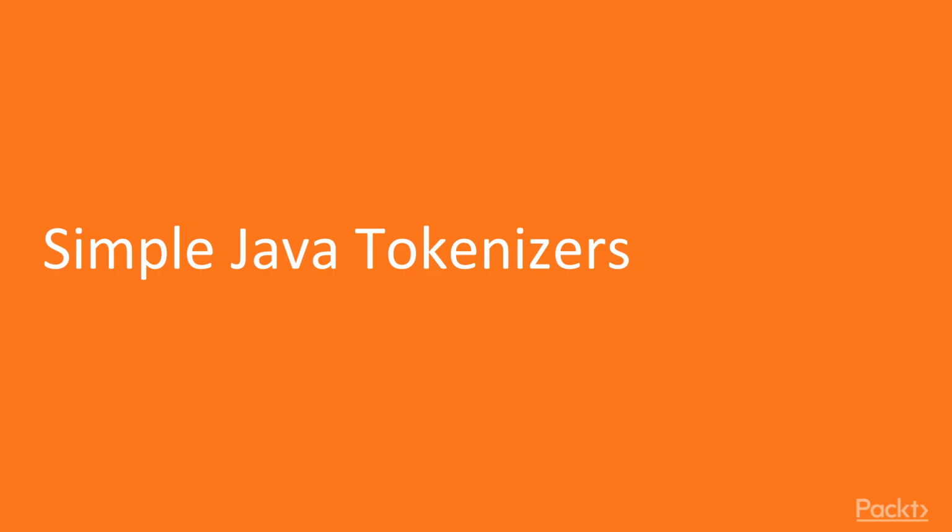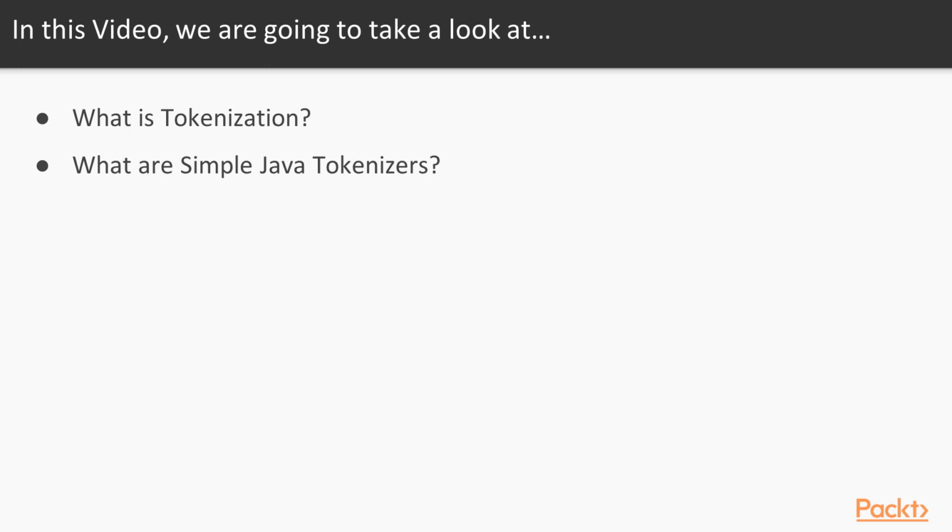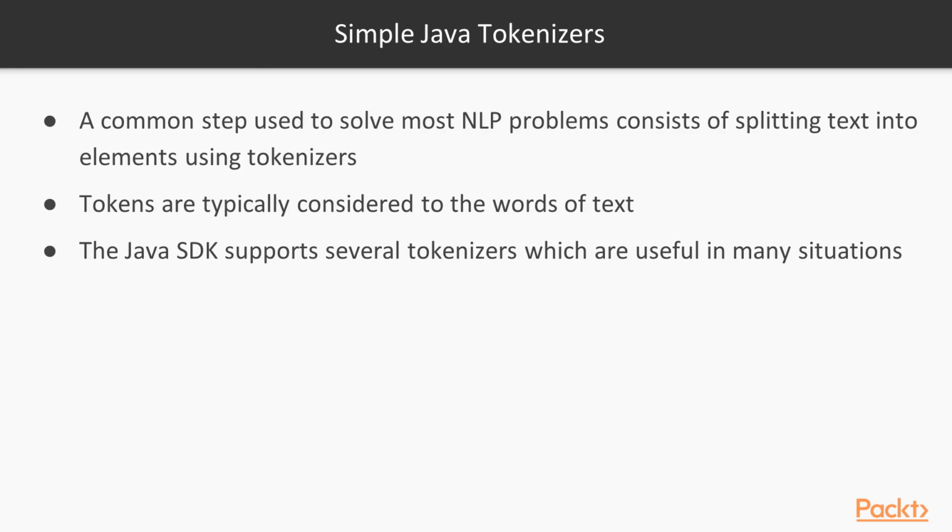Simple Java tokenizers. In this video, we will be looking at the tokenization process. Specifically, we'll be looking at simple Java tokenizers. A common task is the splitting of text into elements we typically call tokens. We use a tokenizer for this purpose. You can think of a token as simply nothing more than a word. It can be a little more sophisticated than that, depending upon the type of text we're dealing with.